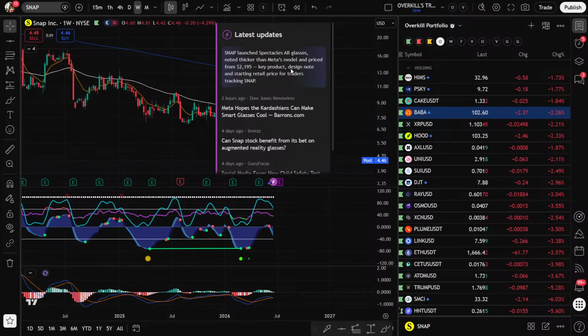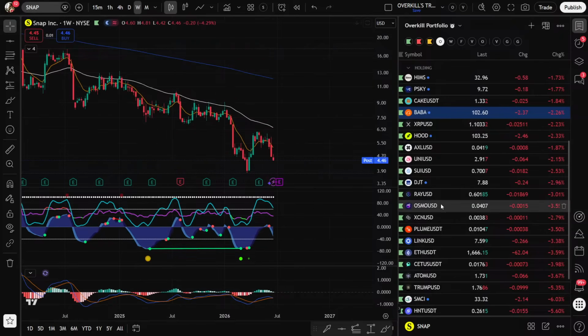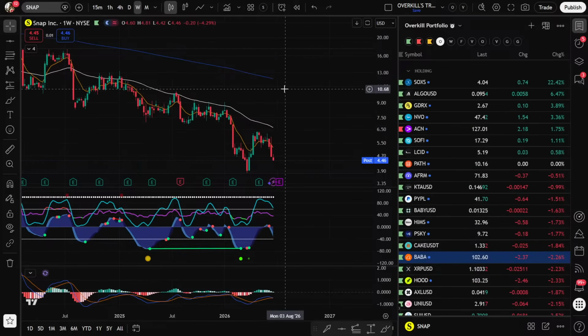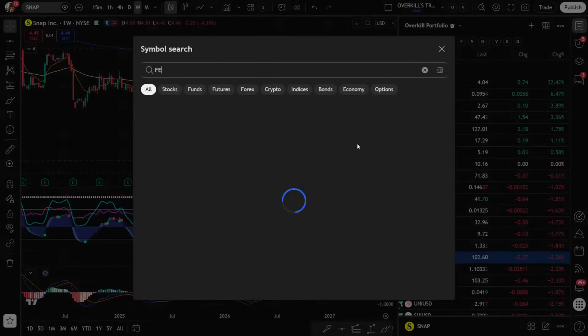If you guys go look up those glasses that they dropped, the spectacles or whatever they're called, they look stupid. They're the dumbest looking things I've ever seen in my life, and they're $2,200. I folded on the company after that. I couldn't believe my eyes.